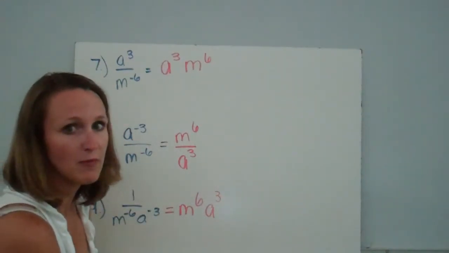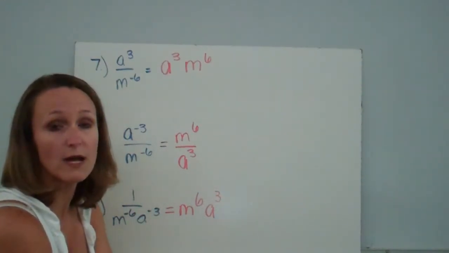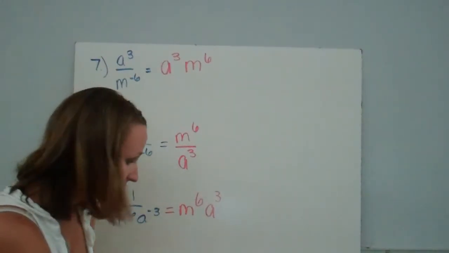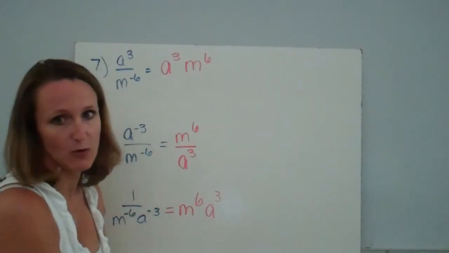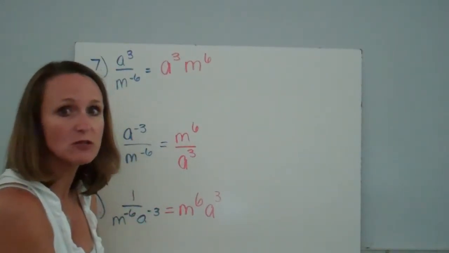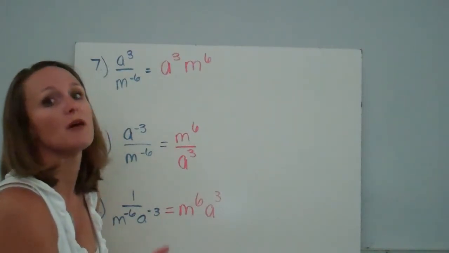So what you need to remember is, number 1, anything to the 0 power is always 1, and we don't want negative exponents. So you can always put it as a denominator in a fraction, or if it's already in the denominator, move it up.